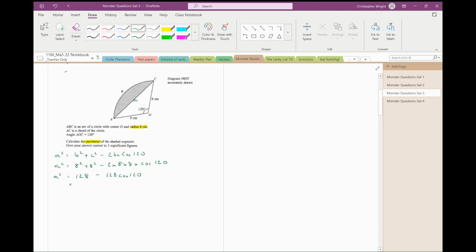So I can work out a squared on my calculator, and square root that. The square root of 192 gives me 8 root 3. So a is 8 root 3.